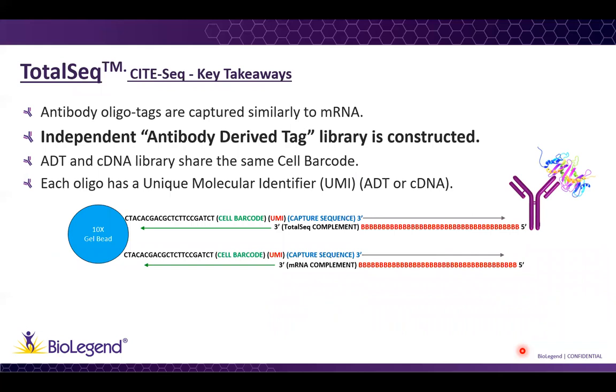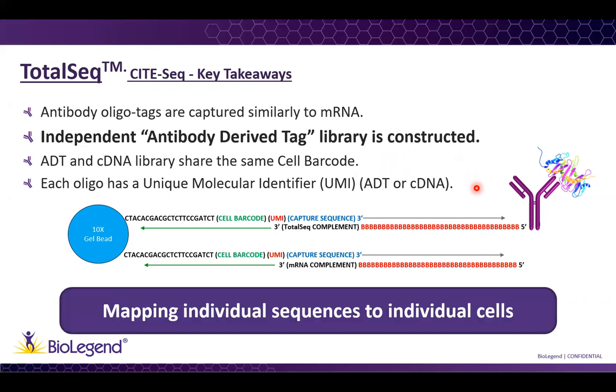So it was a lot of information. Let's make a summary and focus on the key takeaways. First, the TotalSeq antibody oligotags are captured similarly to mRNA. You will have an independent antibody-derived tag library. The ADTs and the cDNA library will share the same cell barcode, and each oligo will have a unique molecular identifier or UMI. These characteristics will allow you to map individual sequences to individual cells.